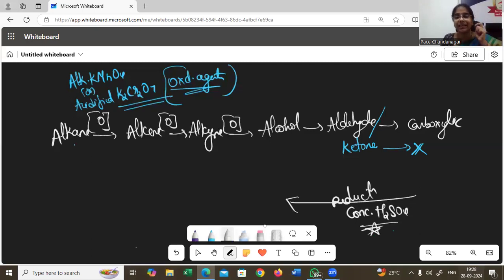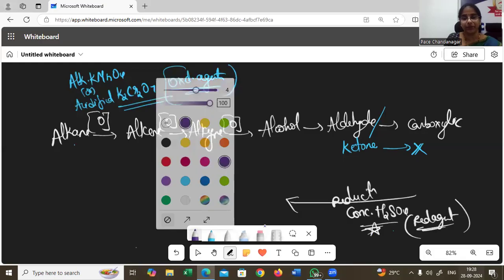And for reduction you have the best reducing agent, concentrated sulfuric acid. For oxidizing agent, alkaline KMnO4 or acidified K2Cr2O7. Clear? Now, there is a small trick here. You focus on alcohol. Okay.